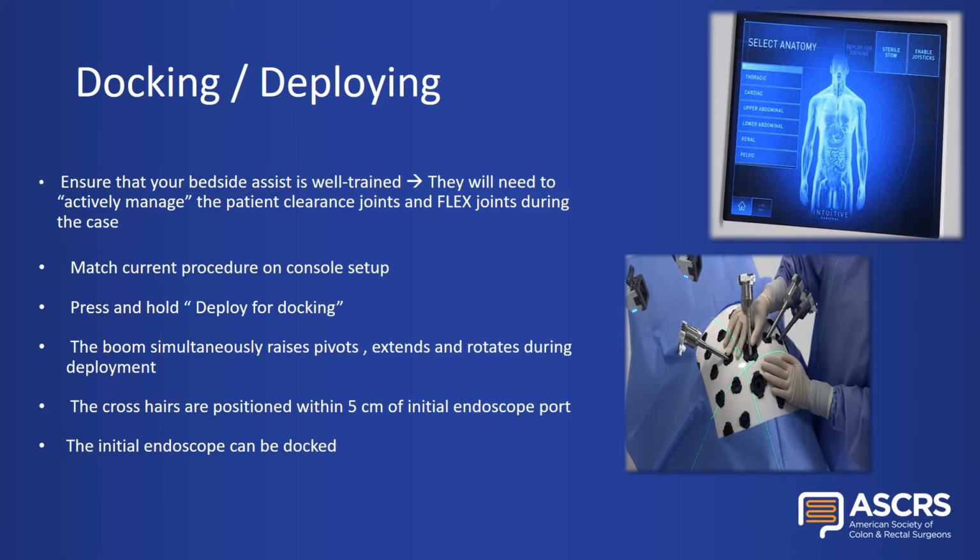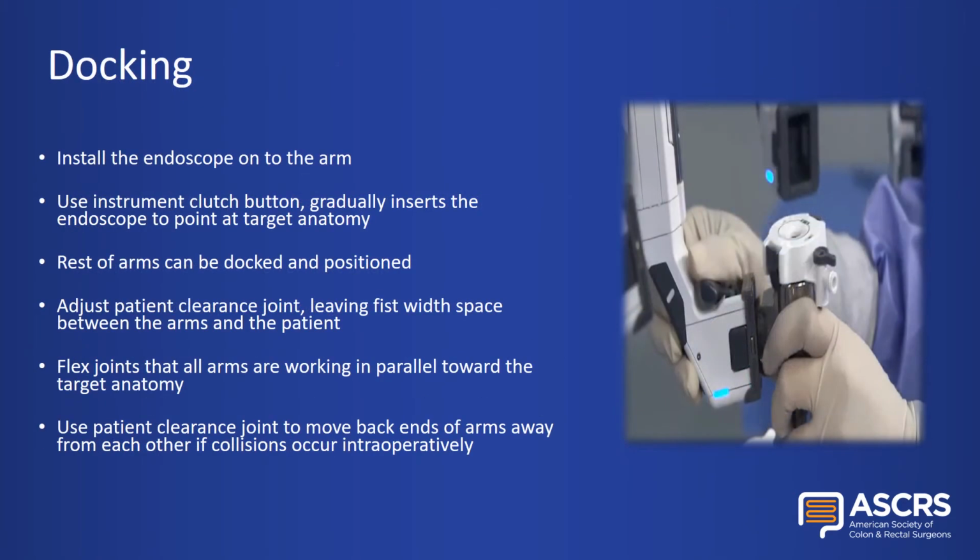The boom simultaneously raises, pivots, extends and rotates during deployment. The crosshair is positioned within 5 cm of the initial endoscope port. The initial endoscope can be docked. Docking: install the endoscope onto the arm. Use the instrument clutch button. Gradually insert the endoscope to point at the target anatomy, as shown in the picture.